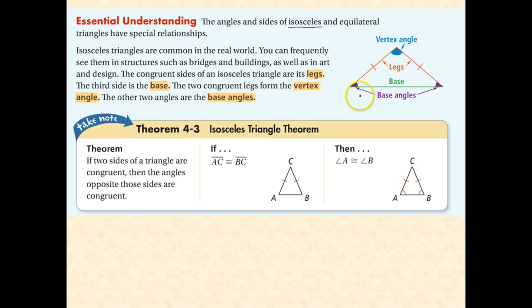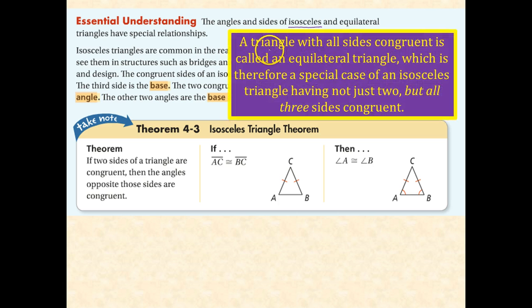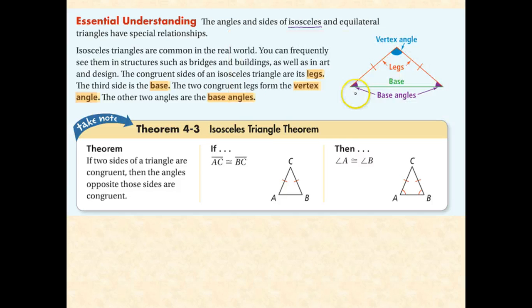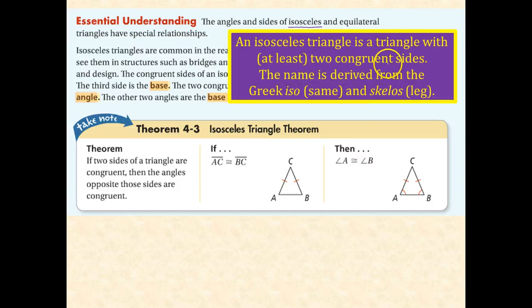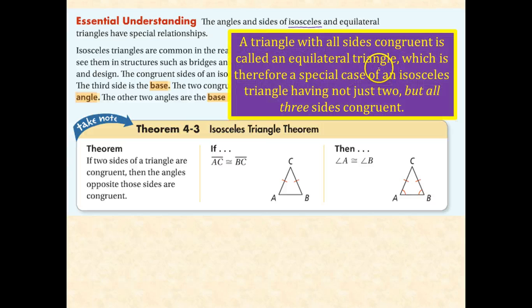So what's an equilateral triangle? An equilateral triangle is a triangle that has all three sides congruent. And we just consider that a special case of isosceles triangle. Remember, isosceles triangles have at least two congruent sides, and an equilateral triangle has all three.